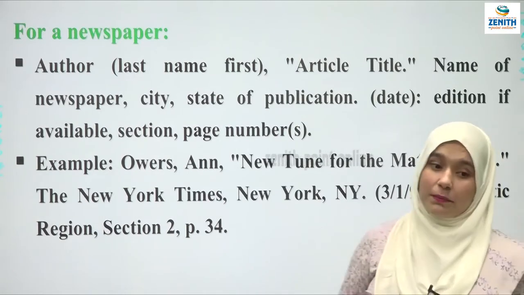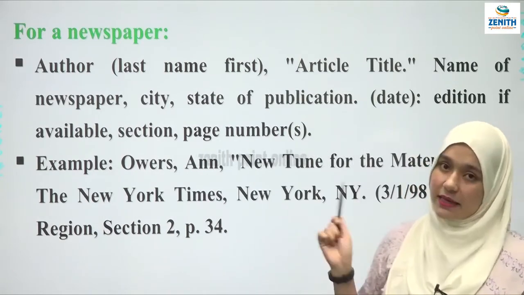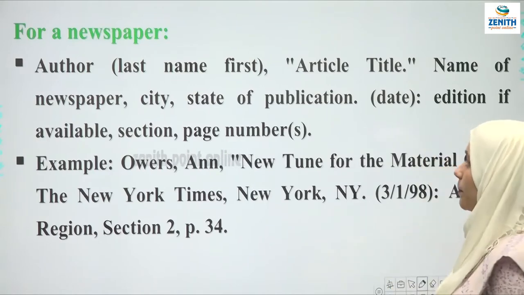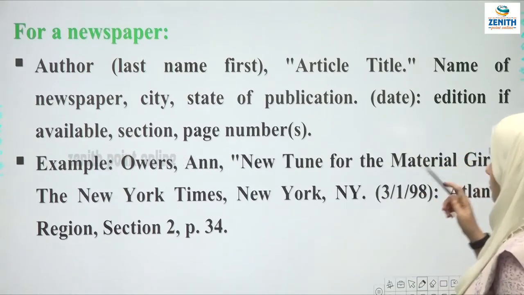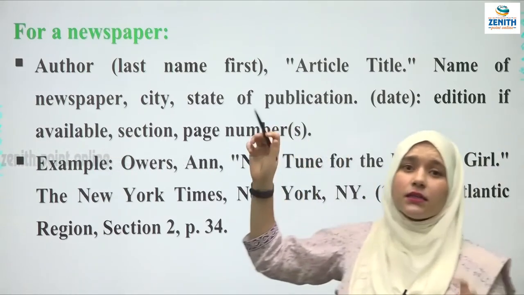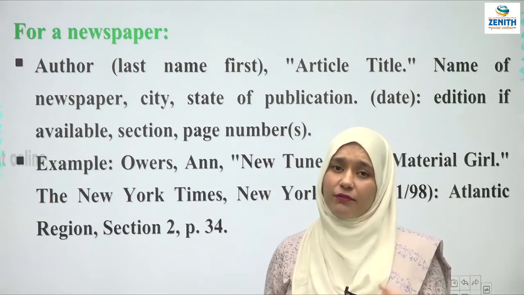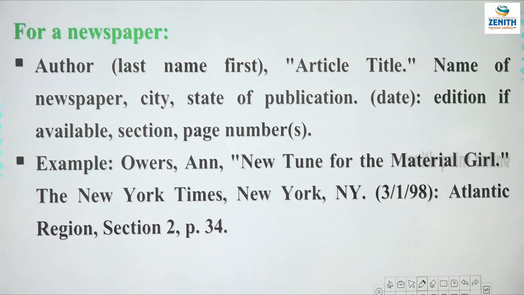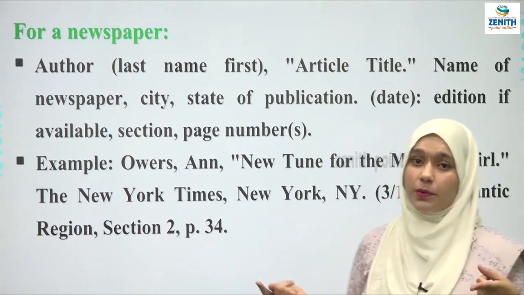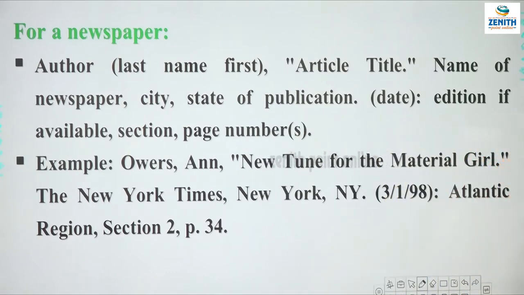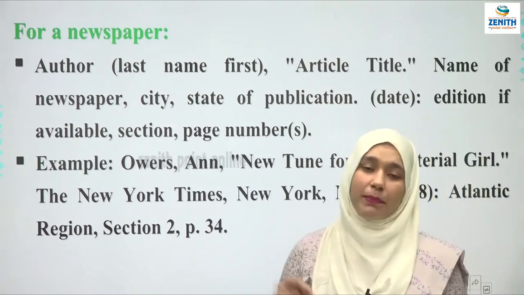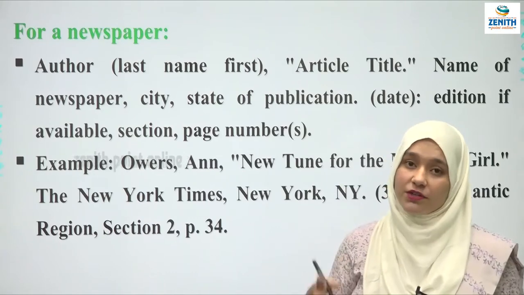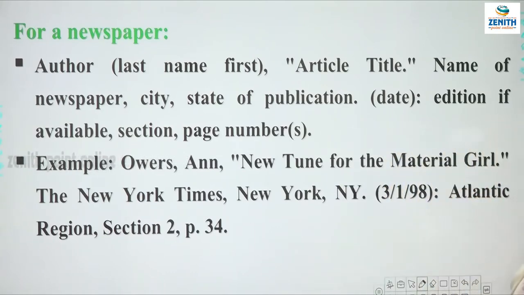Then for a newspaper, the author's last name should come first. Then the article title, meaning specifically the article which you are referencing and that article's author. Then the name of the newspaper, the city where the newspaper is published, state of publication, date, edition if available, section, and the page number on which that article was published.